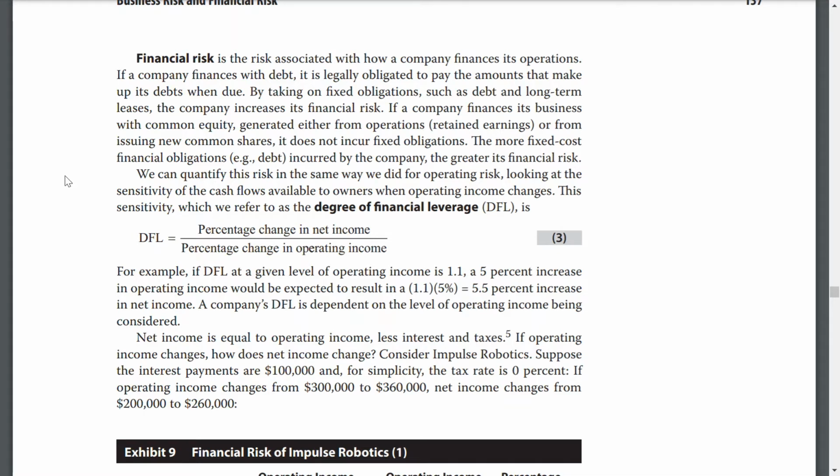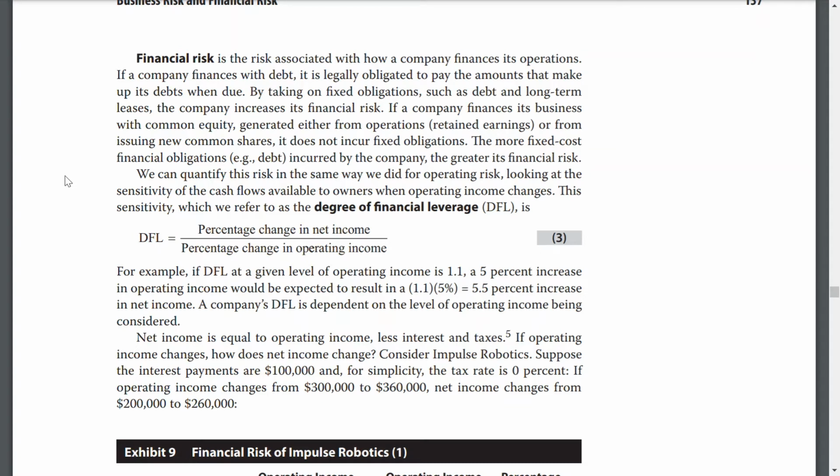We can quantify this risk in the same way we did for operating risk, by looking at the sensitivity of cash flows available to owners when operating income changes. This sensitivity, which we refer to as the degree of financial leverage, or DFL, works as follows. For example, if DFL at a given level of operating income is 1.1, a 5% increase in operating income would be expected to result in a 5.5% increase in net income. A company's DFL is dependent on the level of operating income being considered.